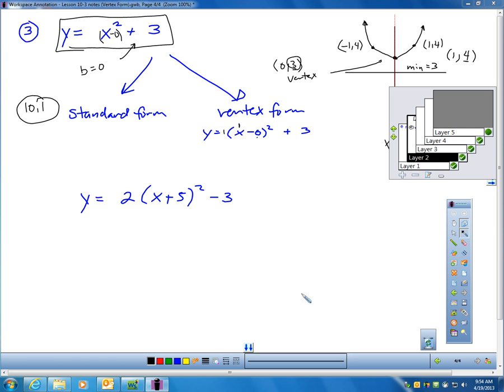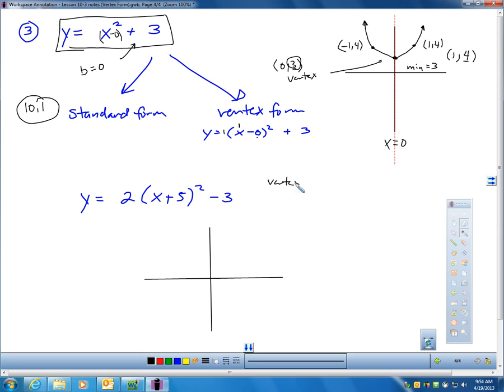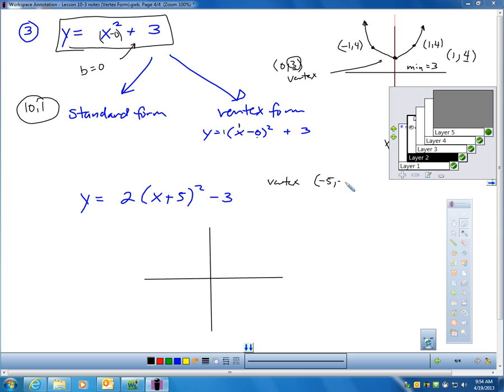This is in vertex form, and I want to graph it. So let me make an XY axis. Here's my vertex. It's (-5, -3). Vertex is at (-5, -3). So 5 left, 3 down, about right there.